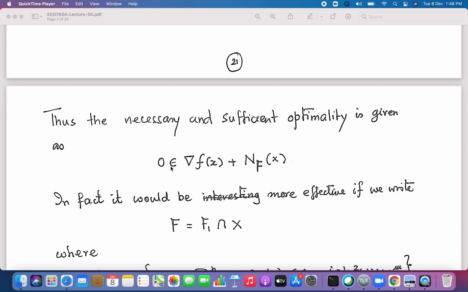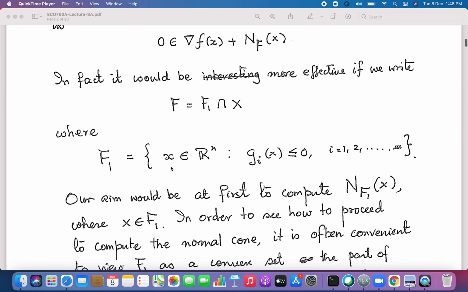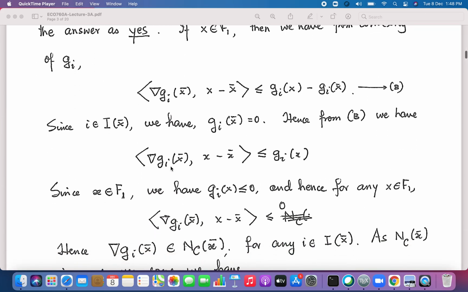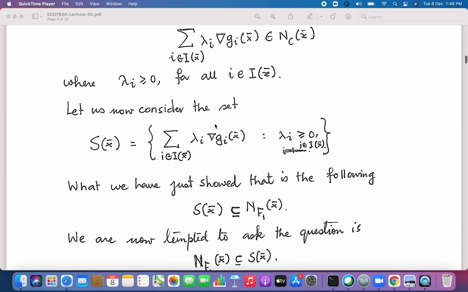So f1 x bar can be written in that form in terms of the gradient of gi's, that is, as some positive linear combinations of the gradient of gi's. Those lambda i's that you see here, we will call them Lagrange multipliers or Karush-Kuhn-Tucker multipliers, which I do not go into because that will take us into too much detail. But that's just for your interest I'm telling you. These will be called Lagrange multipliers.